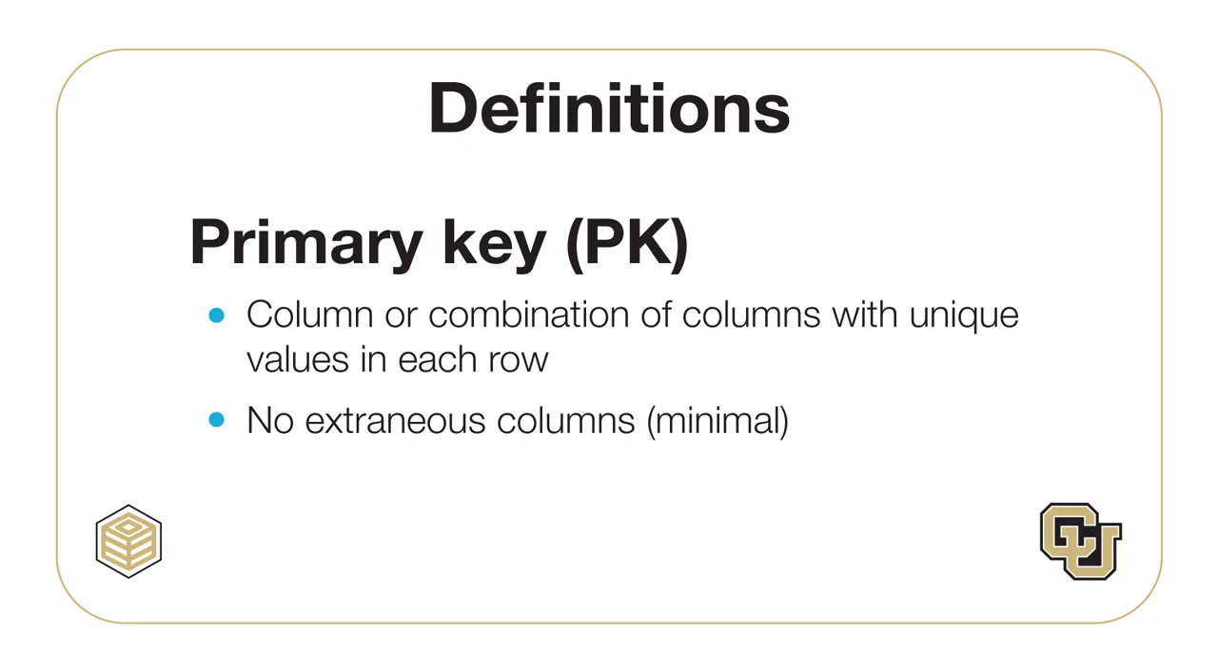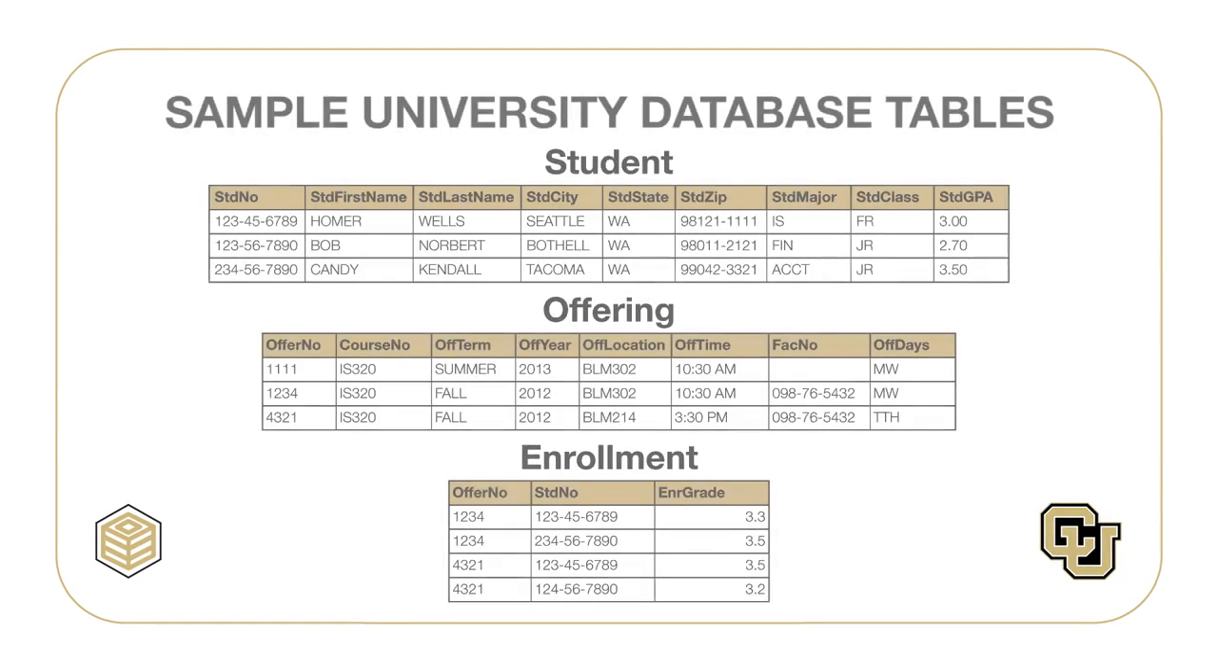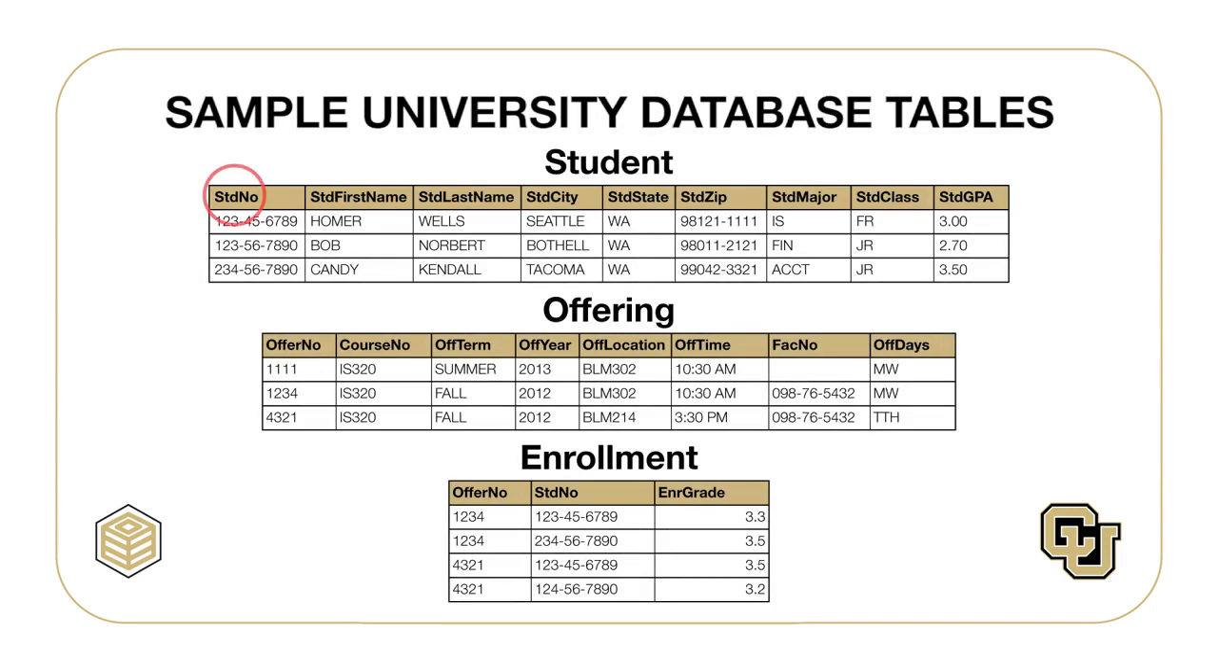A primary key is a column or combination of columns with unique values. Unique means that no two rows of a table have the same value. In the university database example from Lesson 1, student number, STD in the student table is unique, and the combination of student number and offer number is unique in the enrollment table. If a primary key contains more than one column, no column can be removed and still retain uniqueness of values. Single column primary keys, the typical situation, are always minimal.